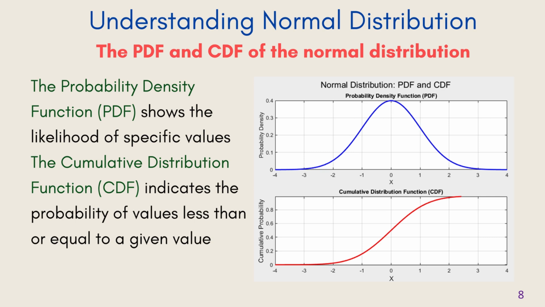Here, we examine both the probability density function, PDF, and the cumulative distribution function, CDF, of the normal distribution. The PDF indicates the likelihood of specific values, while the CDF shows the probability of values being less than or equal to a given point. The graphs visually illustrate these concepts, helping the audience understand how they relate to one another and their significance in statistical analysis.